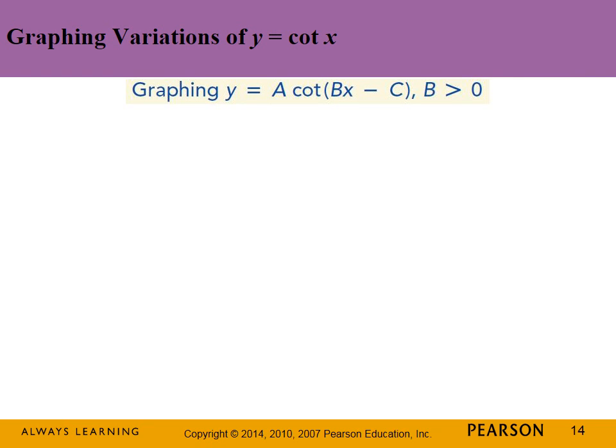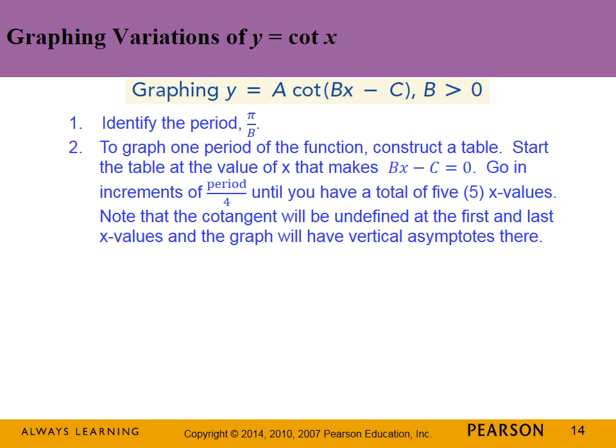Okay, so this is going to look really familiar to you. It looks just like the 5 steps for the sine, cosine, and tangent, with one little exception from tangent. So first of all, the period is pi over b, just like tangent. To graph one period of the function, we're going to construct a table. We're going to start the table at the value of x that makes bx minus c equal 0.